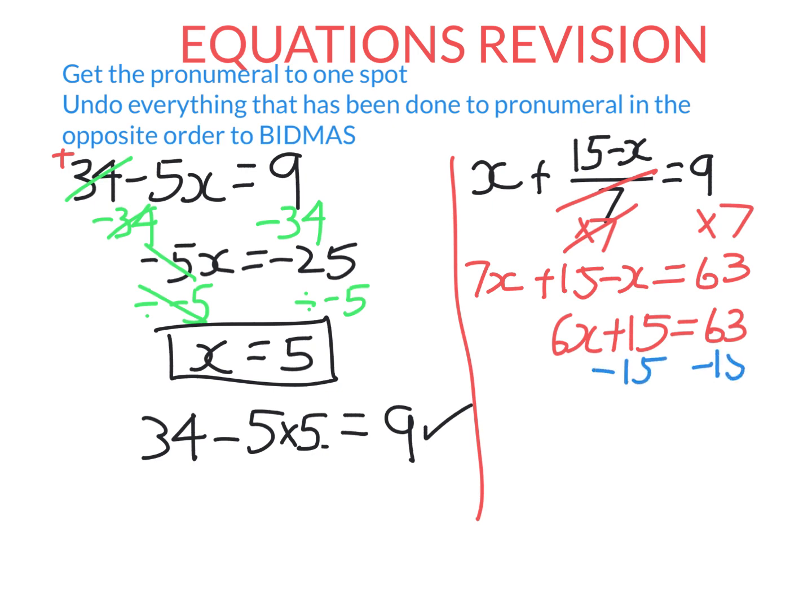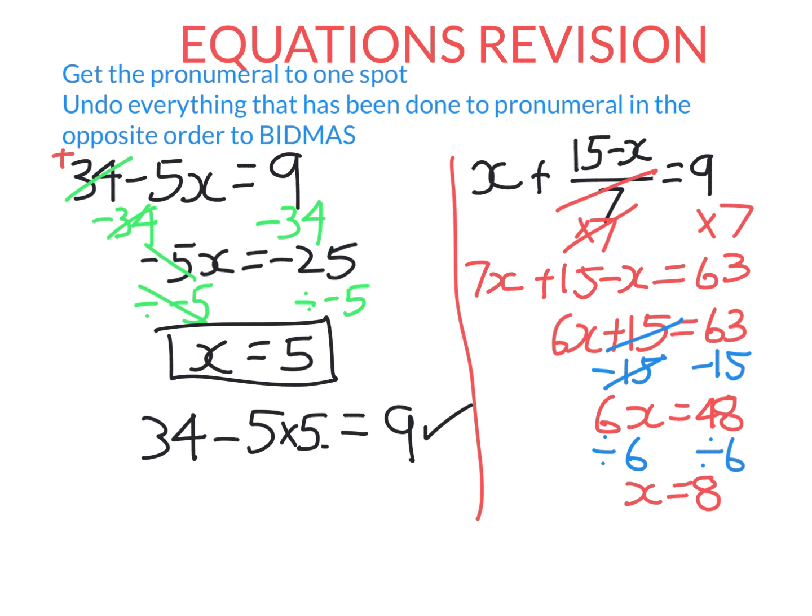I'm going to subtract 15 from both sides because plus and minus 15 undo each other. I'm left with 6x equals 48. Then I undo timesing by 6 by dividing each side by 6. The answer I get is x equals 8, and you can easily check. 8 plus 7 over 7 does equal 9. It gives me a true statement.